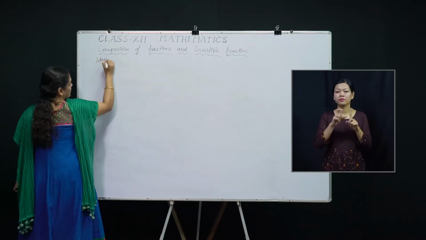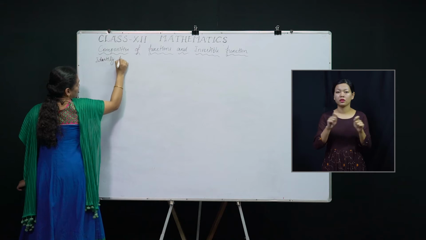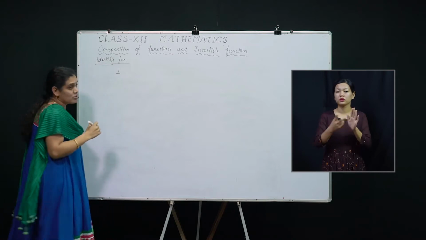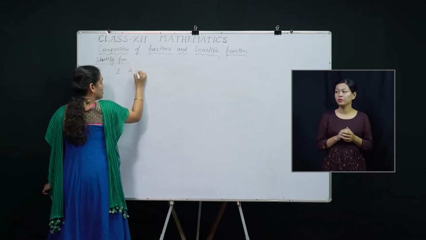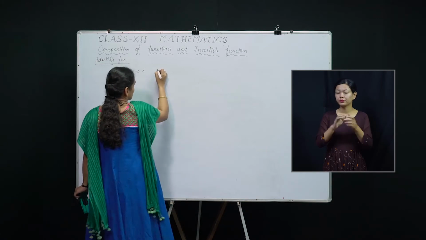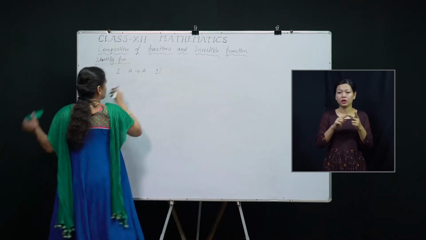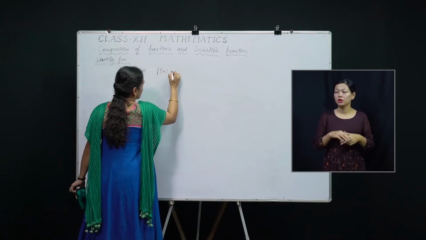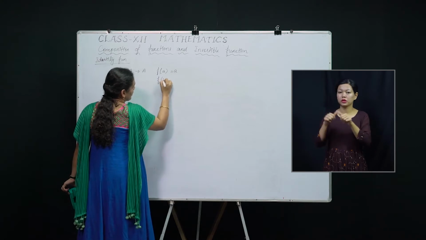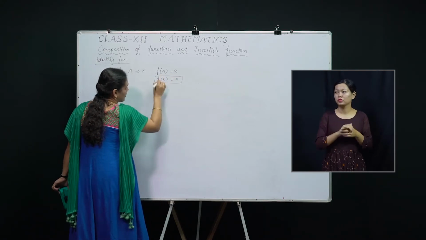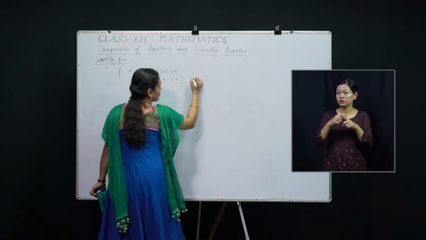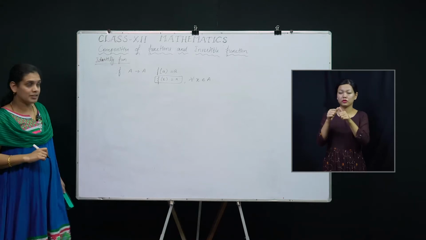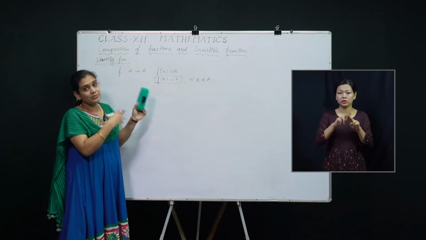Identity function. You studied the identity function last year. If I is a function from A onto A, defined as I(x) = x, or if you take f, then f(x) equals x. Hope you remember this one, we studied it last year. For every x belonging to A, we call this function the identity function. That is, the function identifies every element with itself.